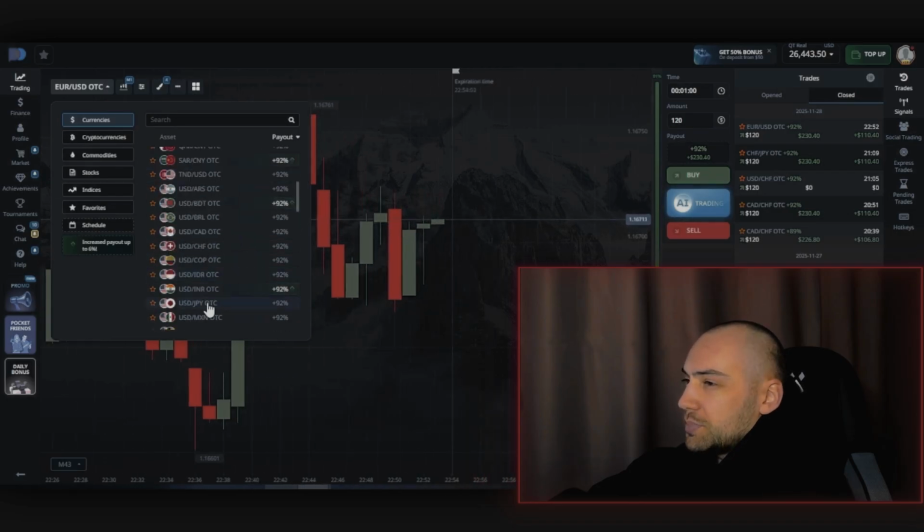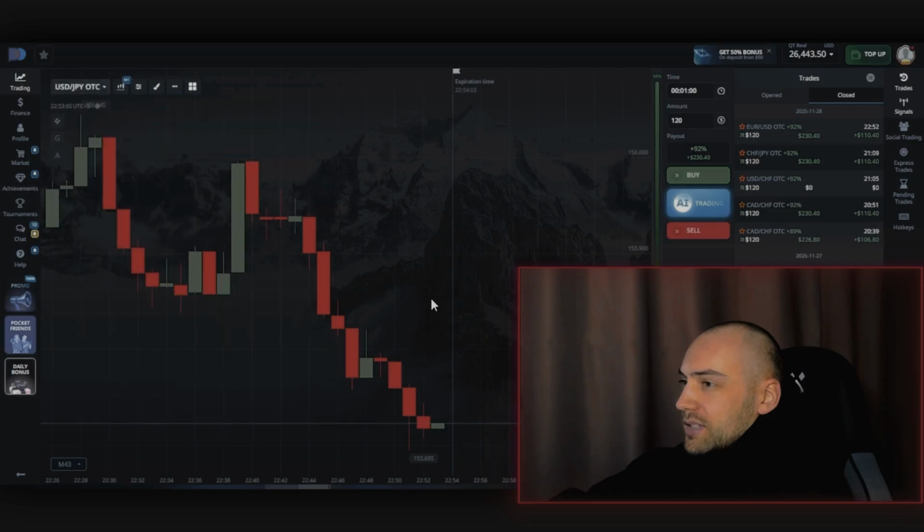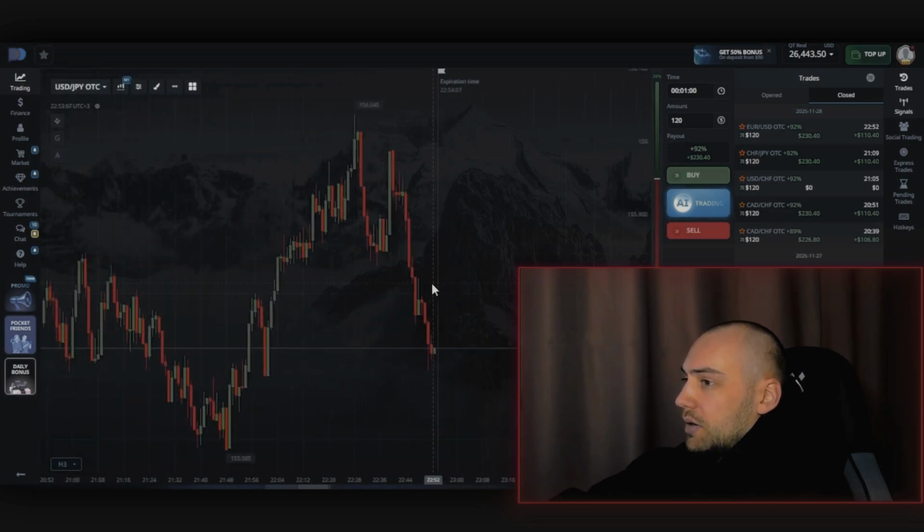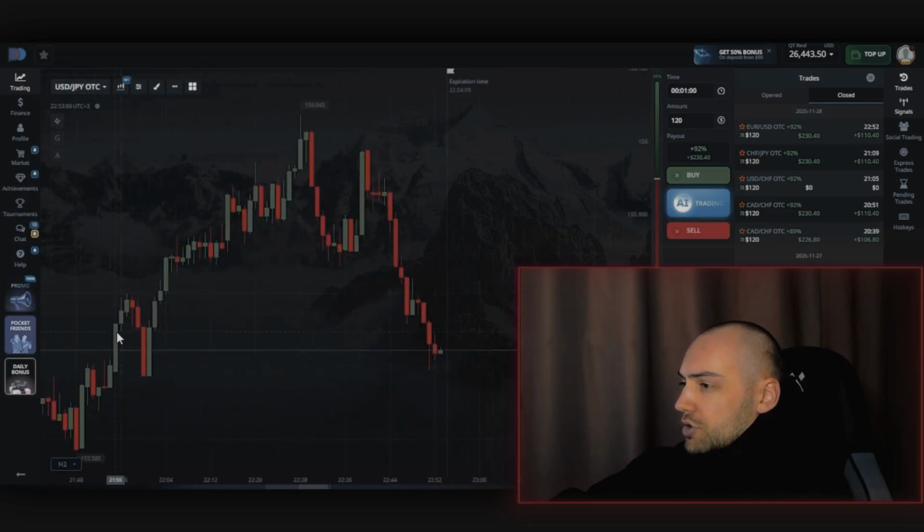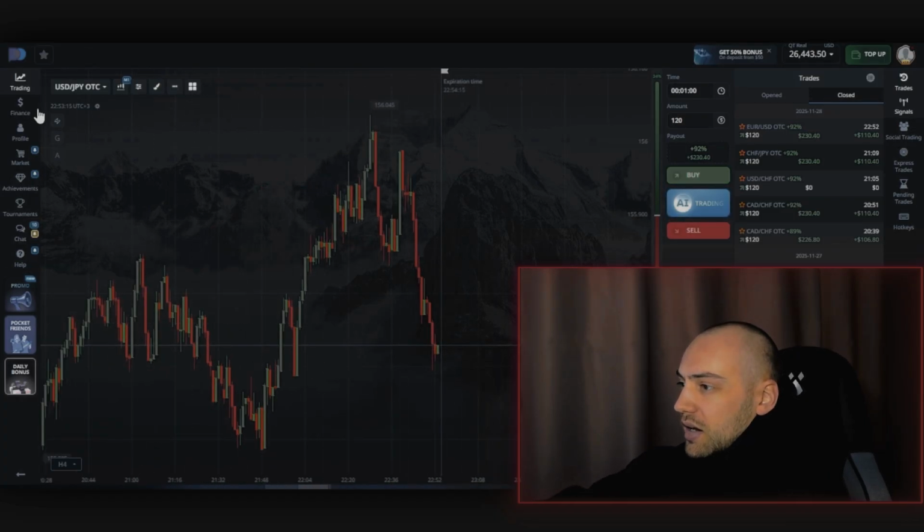For example, let's pick USD and Japanese yen. Okay, so what do I see here? It's somewhat chaotic here, different bottoms, different patterns that I see.